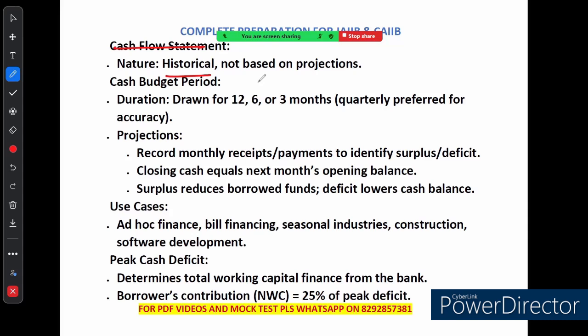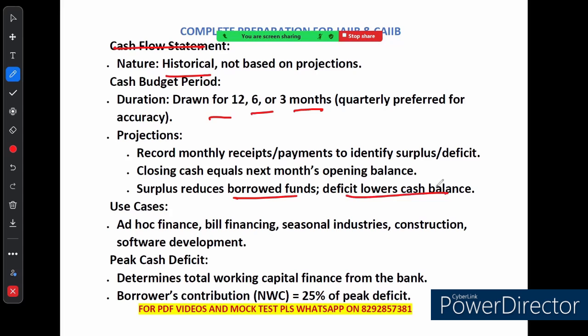Now let's dive into how banks manage cash flow for a business using the cash budget method. A cash budget is drawn up for a specific period, usually 12 months, 6 months or 3 months, with the quarterly period being the most accurate. The business projects cash receipts and payments month by month to see if they will have a surplus, that means extra cash, or a deficit, right? If there is a surplus, they can reduce the amount borrowed from the bank, and if there is a deficit, their cash balance goes down.